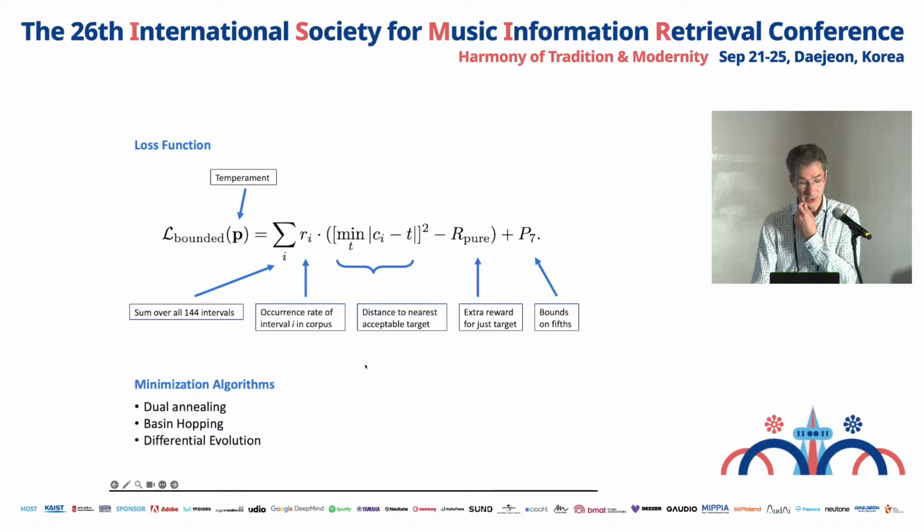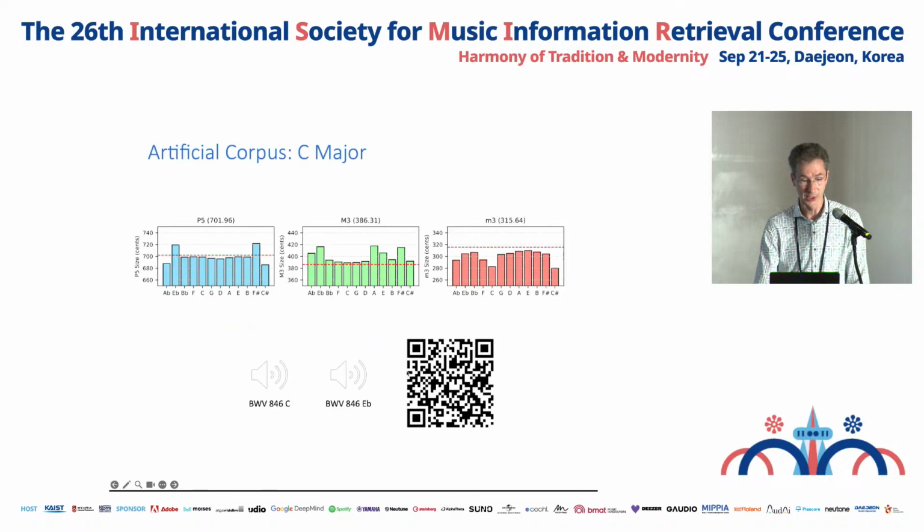So we need a minimization algorithm for this. We used three: dual annealing, basin hopping, and differential evolution, which we compare in our poster. All three do not require a continuously differentiable loss function, which is the case in our case because of the min operator. So these are suitable procedures here.